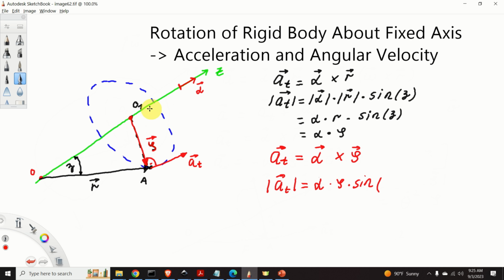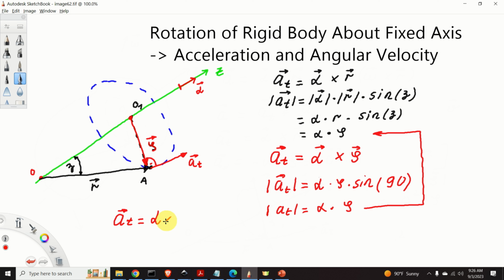This is because this axis is actually perpendicular to the plane in which this circle lies, and consequently it's perpendicular to rho, which means that alpha is perpendicular to rho and the angle is 90 degrees. And consequently we have that AT is alpha times rho, and that's precisely the expression given over here. Finally, we conclude that AT is equal to alpha cross R, and that's equal to alpha cross rho. This is the final expression.